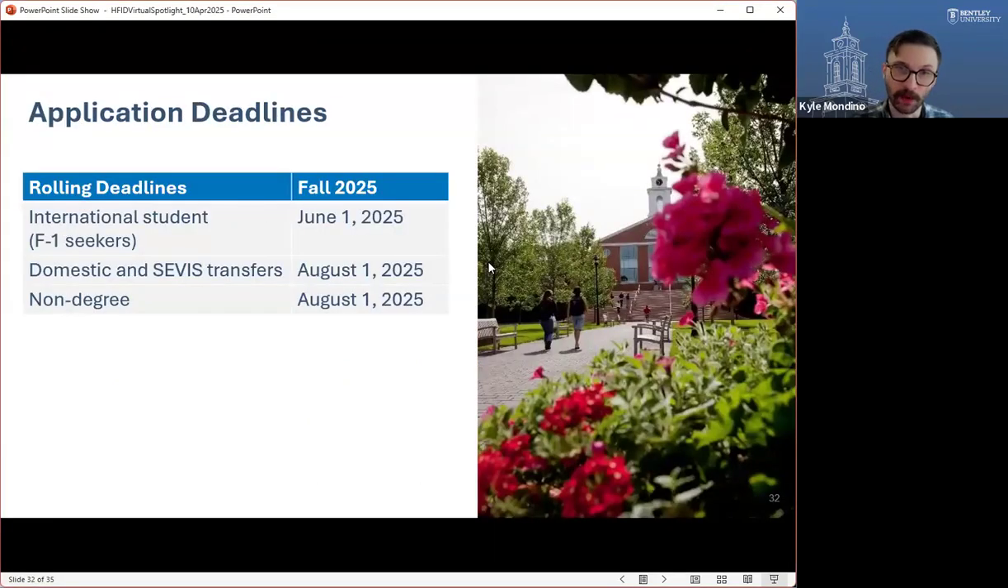So upcoming deadlines. We are well underway into our fall 2025 application cycle. We are in the rolling deadline stage. And so we have 3 pretty firm deadlines coming up that you just want to take note of if you're looking to begin the program in the fall. So for international students who are seeking a new F1 visa, the deadline is June 1st. And when we say deadline, that means all of the required documents that are part of the application process have to be submitted and received by that deadline if you want to be considered.